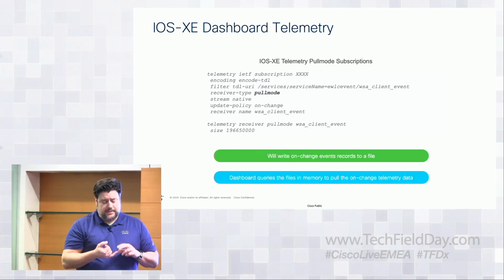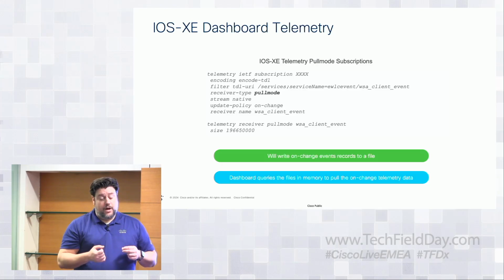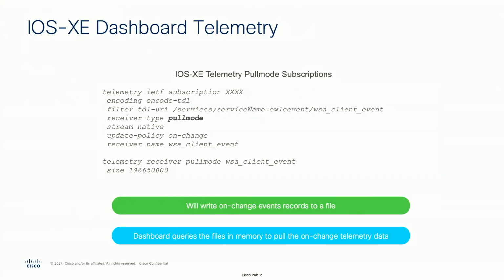But we want dashboard to be able to pull the data off the box and not have it pushed. To quickly and efficiently get the on-change events, so you have a controller with thousands of clients, getting an event update every time one auths, deauths, goes through the connection process. So what we're actually doing now with this telemetry subscription is dashboard can go in and pull the data. We're storing that on-change data in memory. We'll quickly go in and pull that file over. So you will see that configuration. Those are the only two types of telemetry subscriptions configured on the box for that on-change data.